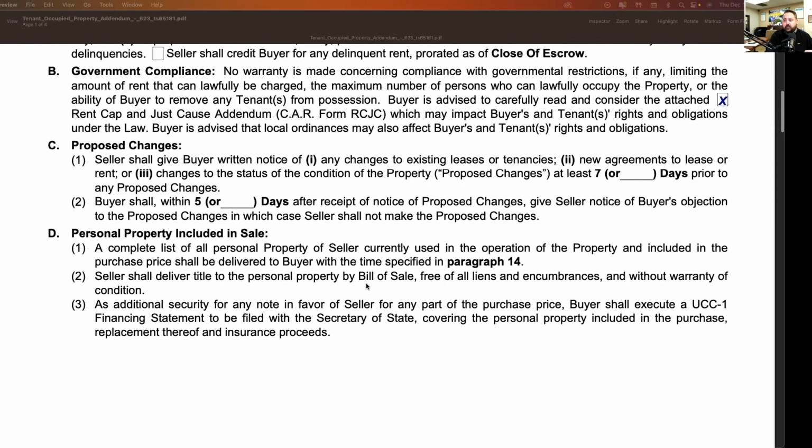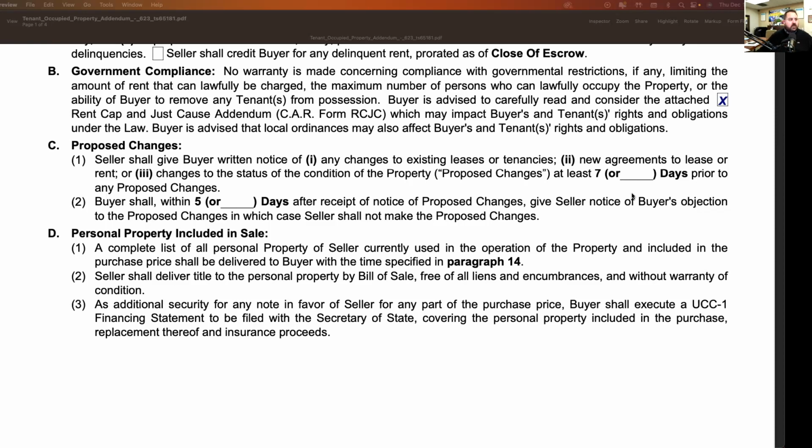Okay. This is about personal property that's being included in the sale. If there's any personal property being used, Jesus, go ahead, you put your hand up. My apologies, I got lost there. Who do we have to notify 7 days before we start the notice of eviction? Well, once you're in escrow, any changes to the lease agreements, rental agreements, the property condition, any changes, you have to give the buyer 7 days' notice before you do it. Thank you.